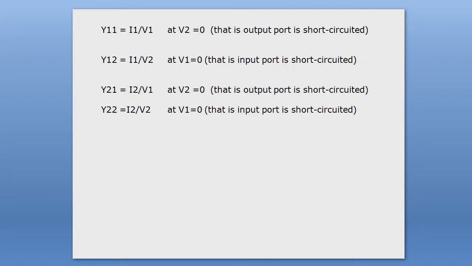Now you tell me the unit of the admittance parameters. The unit of this parameter is mho, just the opposite of impedance. Impedance unit is ohm and its unit is mho. So therefore the unit of this parameter is mho.